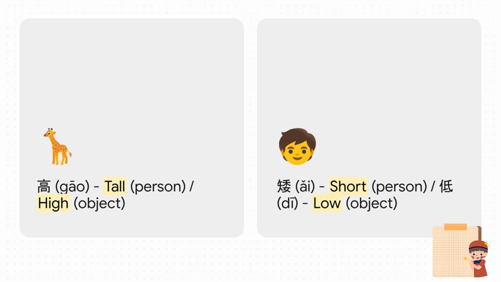Okay, now here's where we get into some really interesting nuance. When you're talking about a person's height, you use gao for tall and ai for short. But if you're talking about an object's position, like a shelf that's way up high, you still use gao, but its opposite becomes di for low. Getting this little distinction right, it's going to make your Chinese sound so much more natural.